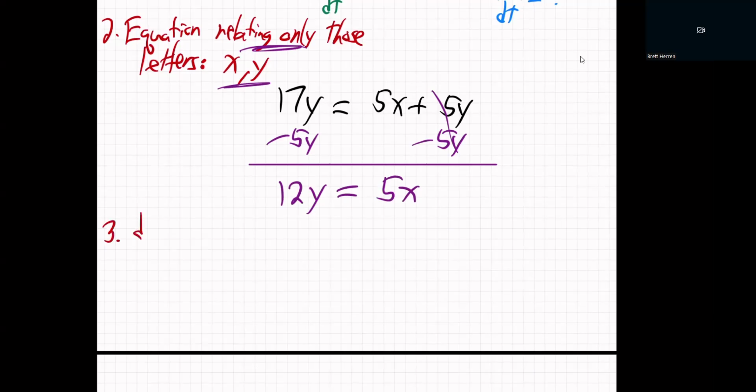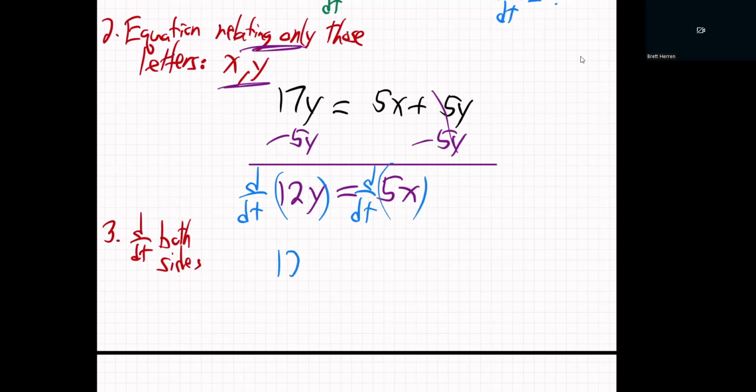Okay, step 3. d dt of both sides. Take the derivative with respect to time of both sides. So here we go. d dt of this side and d dt of that side. It's going to be 12 dy dt. You know, the constant numbers just sit there. 5 dx dt. There we go. That's nice.